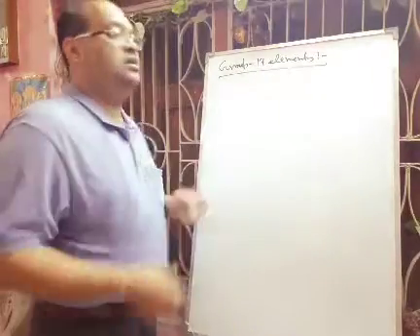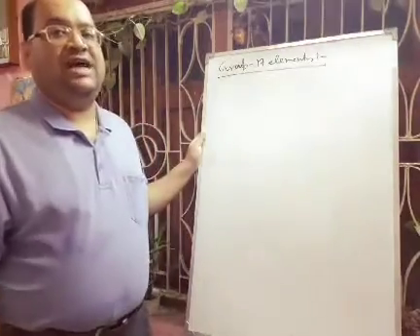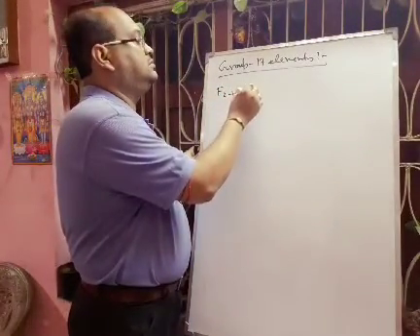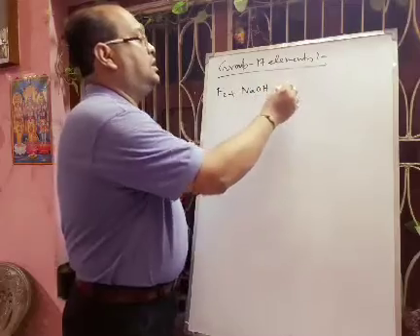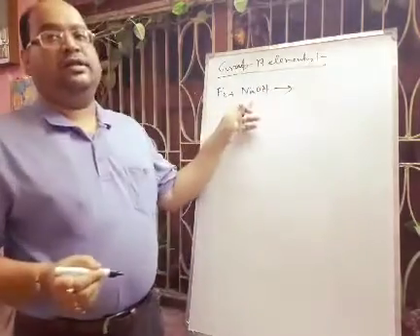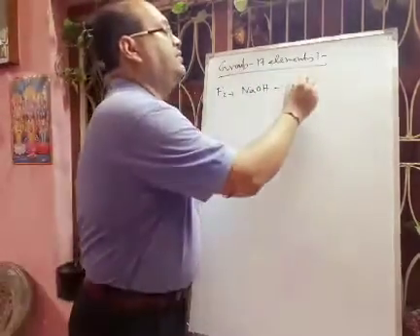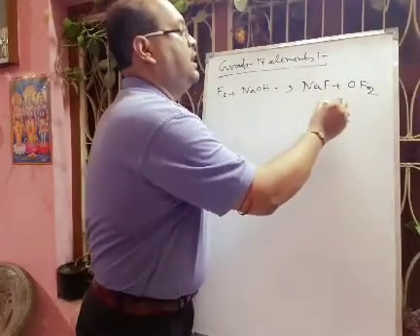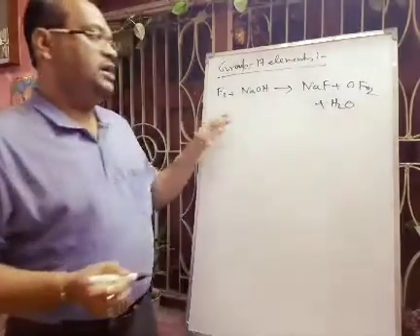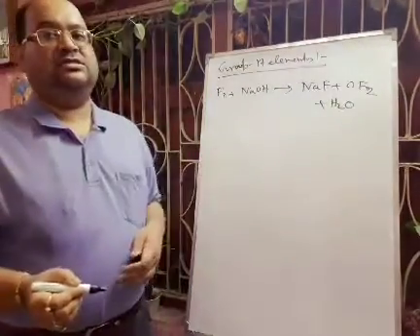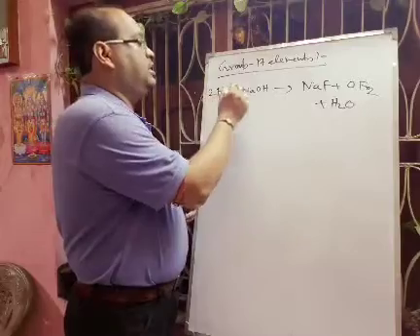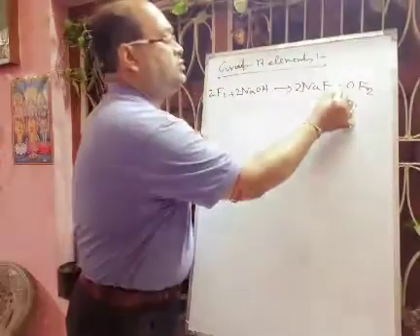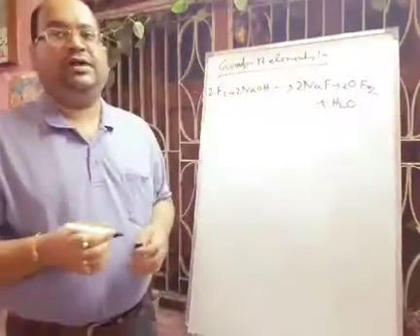For the preparation of oxygen difluoride, you have to take fluorine and NaOH, and then they will form NaF plus oxygen difluoride plus water. Now you have to balance this. So here if you put 2, here if you put 2, so 2. Now fluorine here you have to put 2. Now hydrogen, all are balanced.